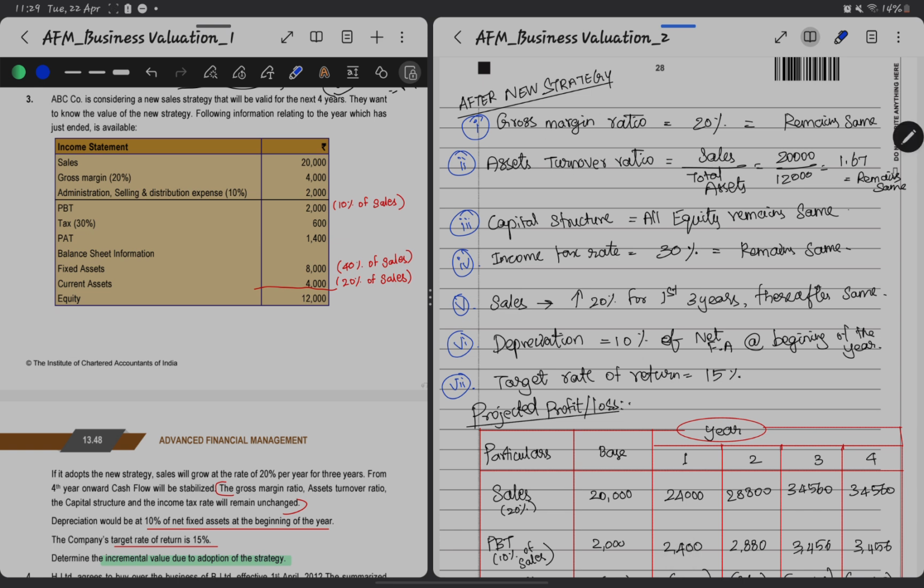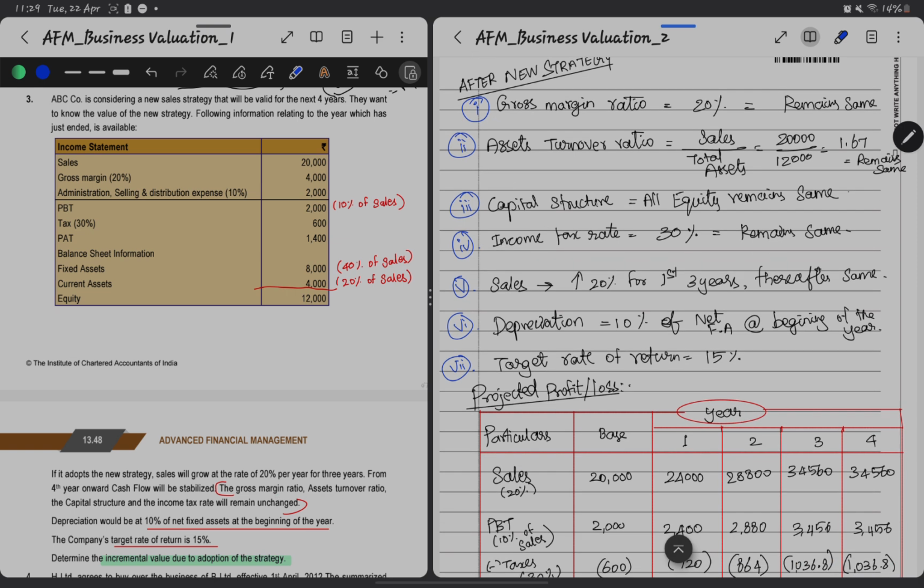First, going to the gross margin ratio, they told it will be same. The gross margin ratio, asset turnover, capital structure and income tax rate, all remain same. Gross margin is 20%. Asset turnover, sales by total assets, 20,000 divided by 12,000, 1.67, that remains same. In capital structure, all equity. Only equity is there, no debt raised. So if any new funds are required, that also will be by equity only. Income tax rate is 30%, that also remains same.